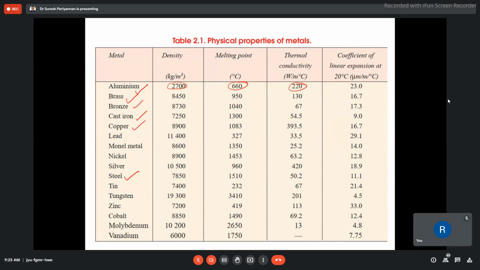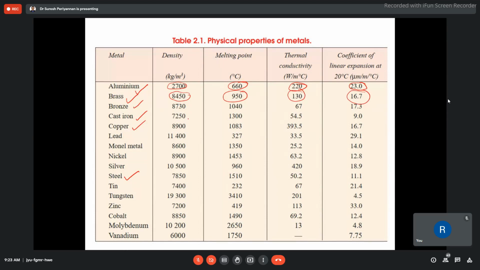And the coefficient of thermal expansion is 23 micrometer per meter length per degree Celsius. That is the displacement per meter length per degree Celsius. Because aluminum has ductile behavior, hence more coefficient of thermal expansion. Now come to brass. The density you know, the melting point 950 degrees Celsius, the thermal conductivity 130, and this is the coefficient of linear thermal expansion of the brass.